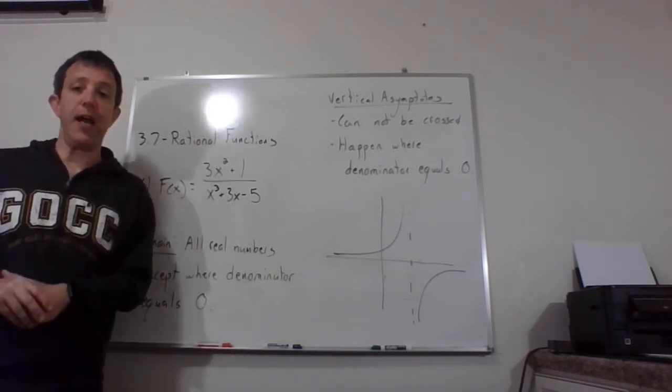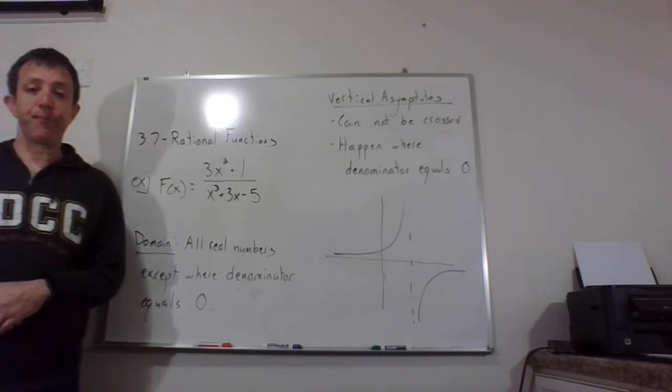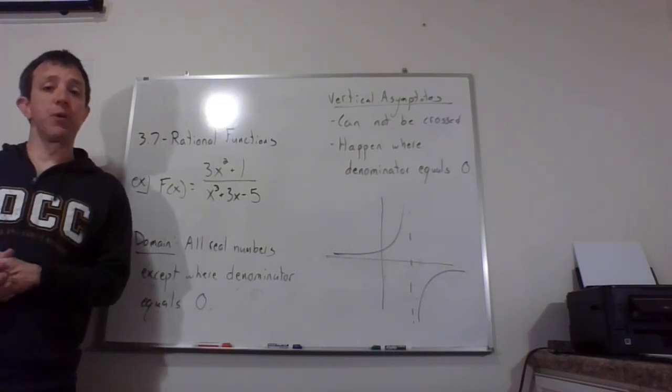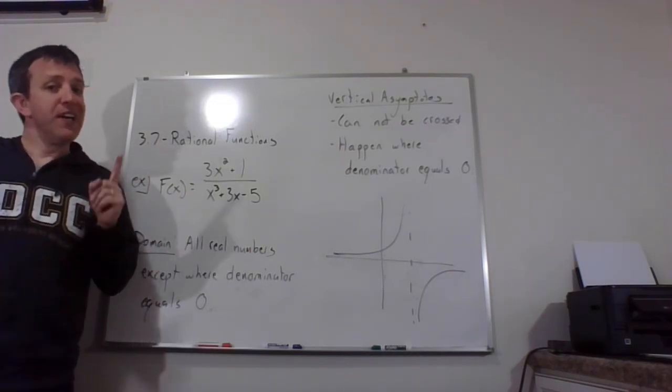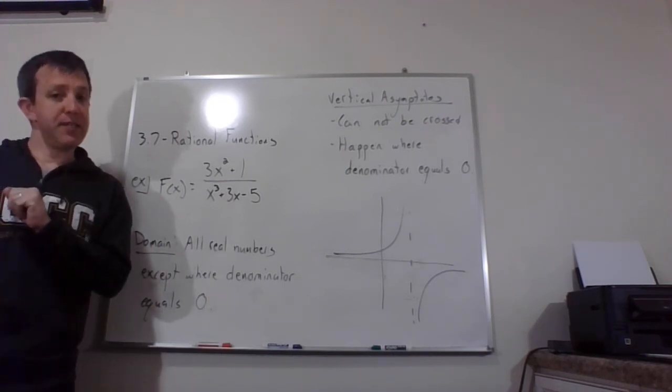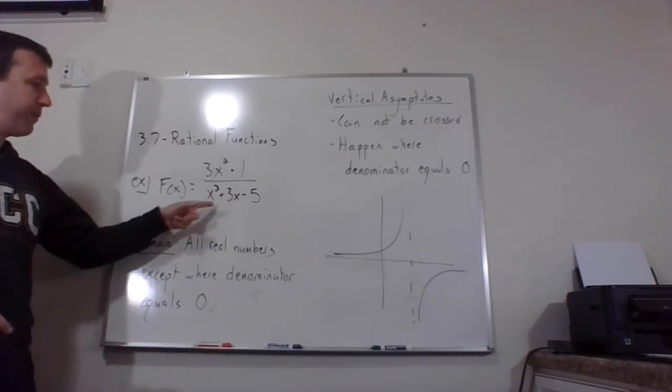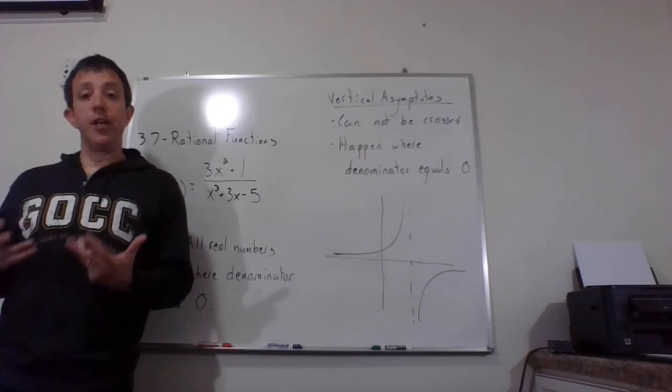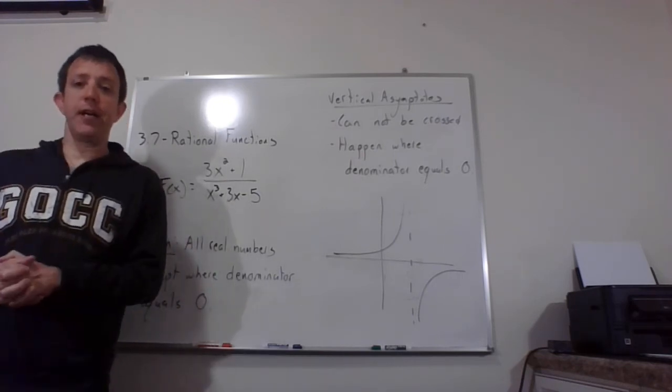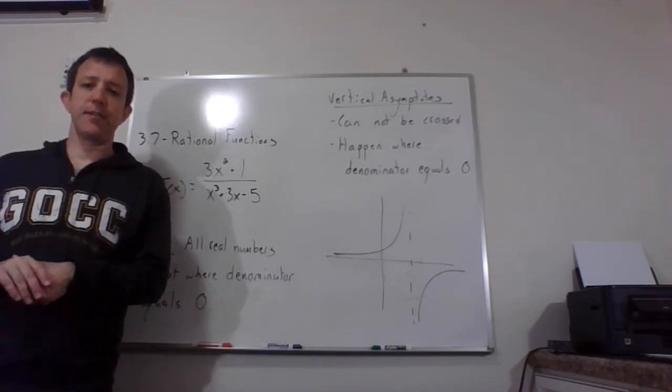The first thing we need to look at is the domain for these. Turns out anything will work. You can use all real numbers unless it makes the denominator equal to 0, because if the denominator is equal to 0, you're going to be dividing by 0, and we can't do that. That doesn't make any sense.